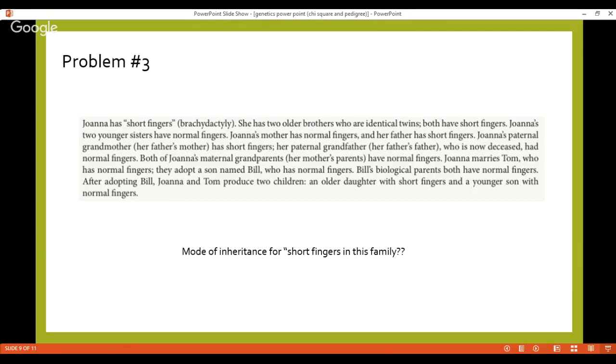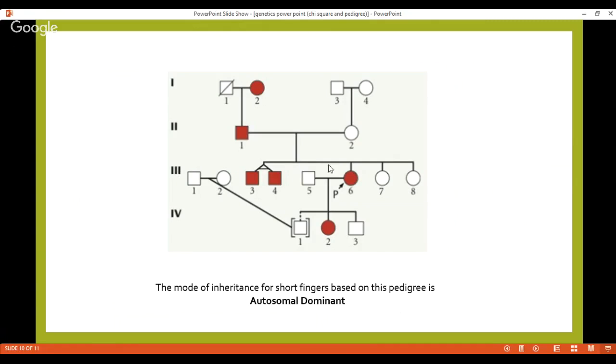Problem 3. Joanna has short fingers. This is her family history here. She has twin brothers with it. Okay, what is the mode of inheritance for short fingers in this family? This is their pedigree. This is Joanna right here, married to Tom right here. These are Joanna's twin brothers and her other 2 sisters.